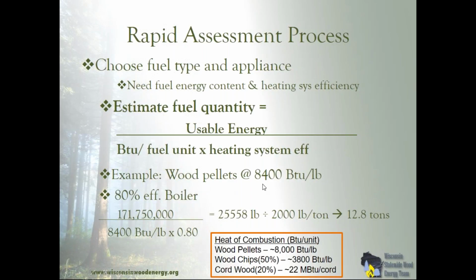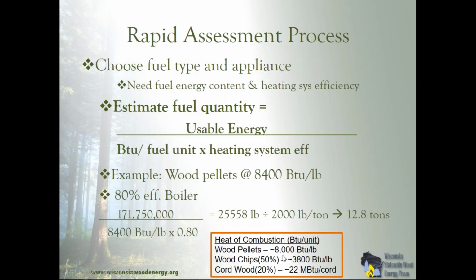So here I've got wood pellets at 8,400 BTUs per pound, a boiler efficiency of 80%. So it's my 171,750,000 BTUs divided by 8,400 BTUs per pound, divided by the efficiency at 80%, gives me 25,000 pounds of pellets I need. If I divide that by 2,000 pounds per ton, I end up with basically 13 tons of fuel that I need. In the box down here is just some representative numbers.